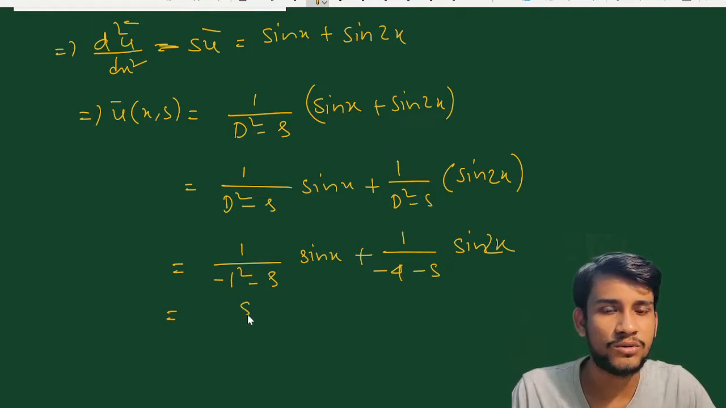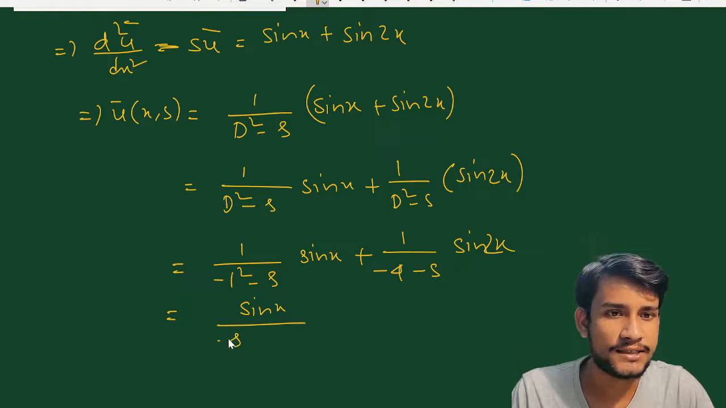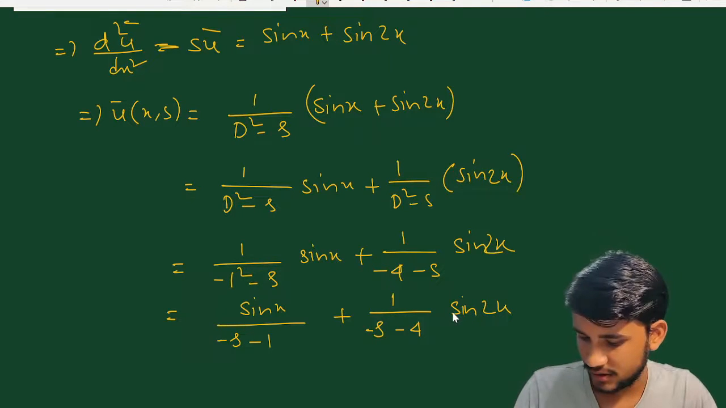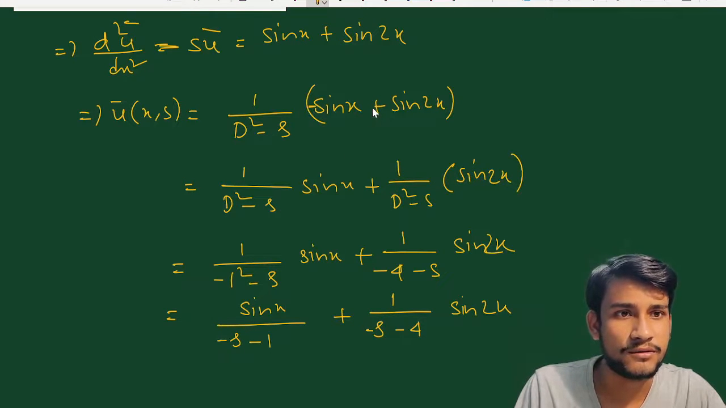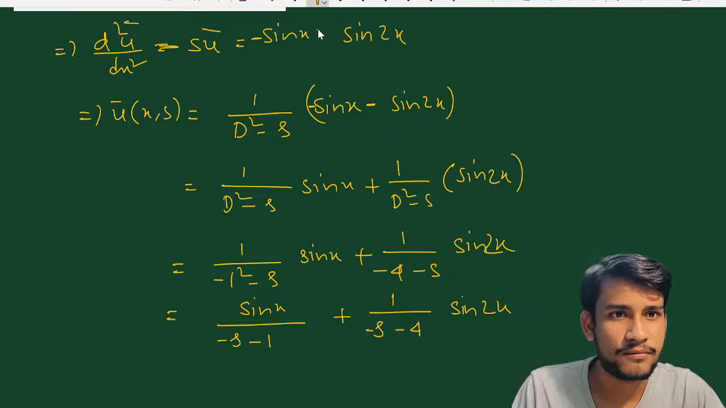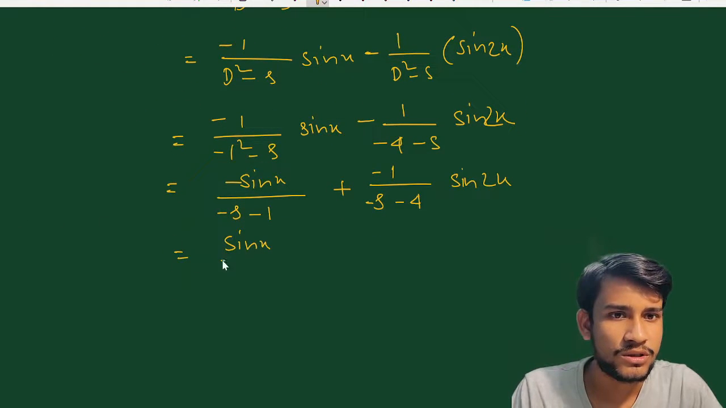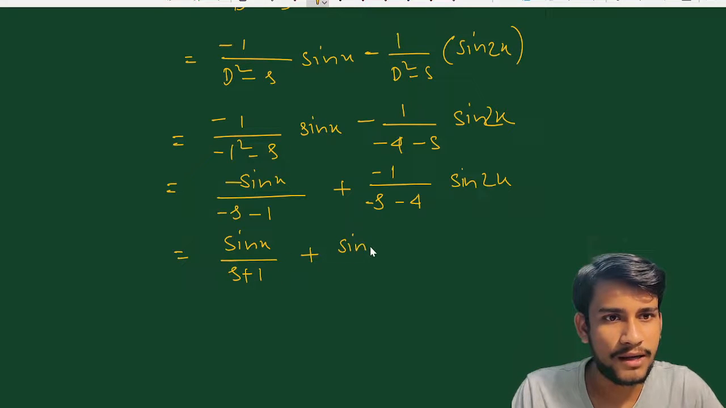This is equal to sin x by (minus s minus 1) plus sin 2x by (minus s minus 4). Clear? Just a minute, sorry, here there will be a minus, minus. Okay, because this comes over here, so this will be minus, minus. So here also there will be a minus, and this also will be a minus, so minus and minus. So this implies this is equal to sin x by (s plus 1) plus sin of 2x by (s plus 4).